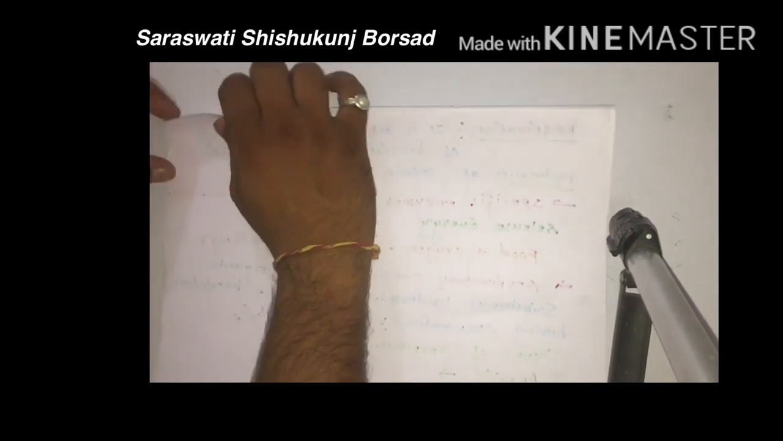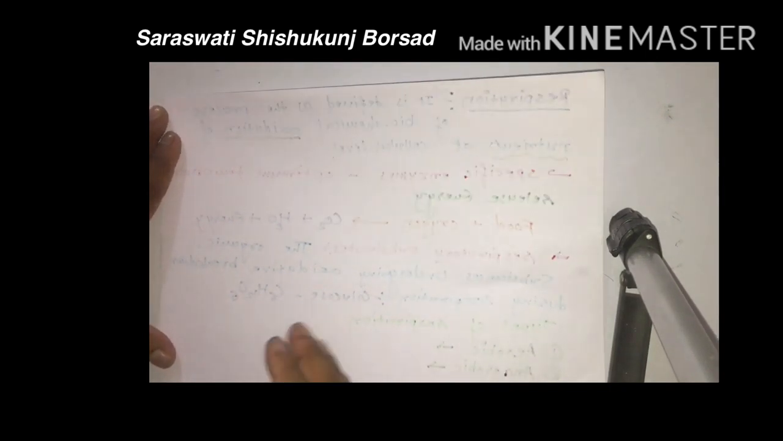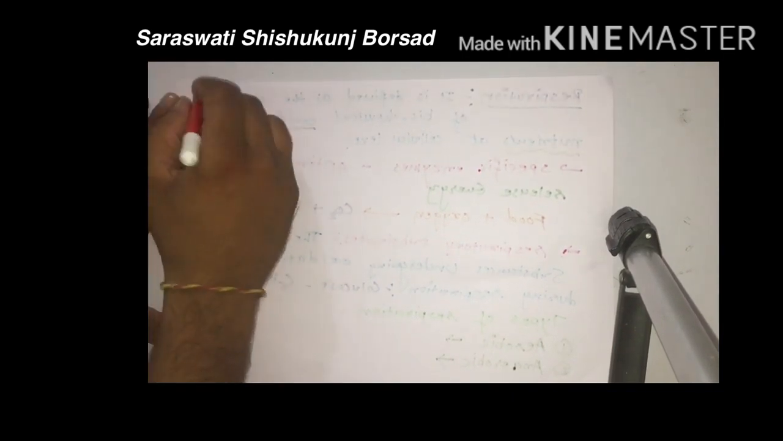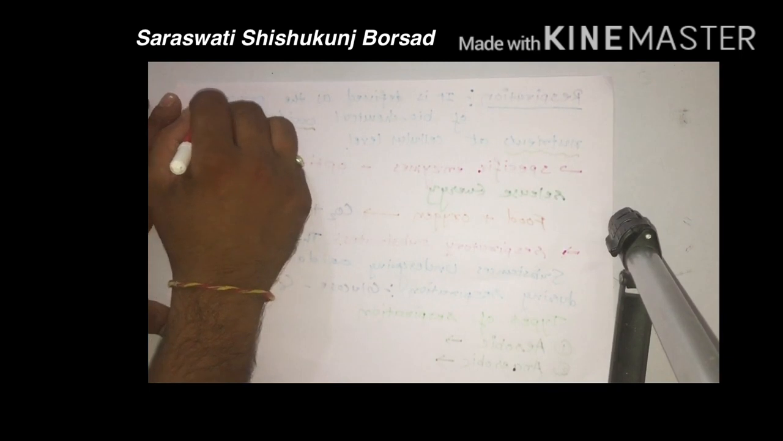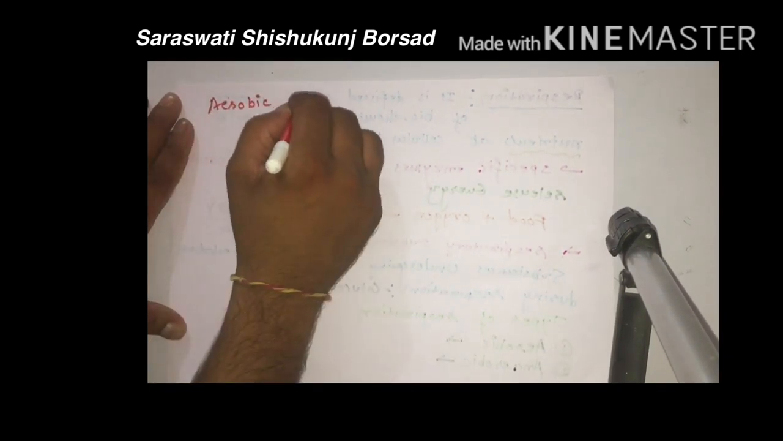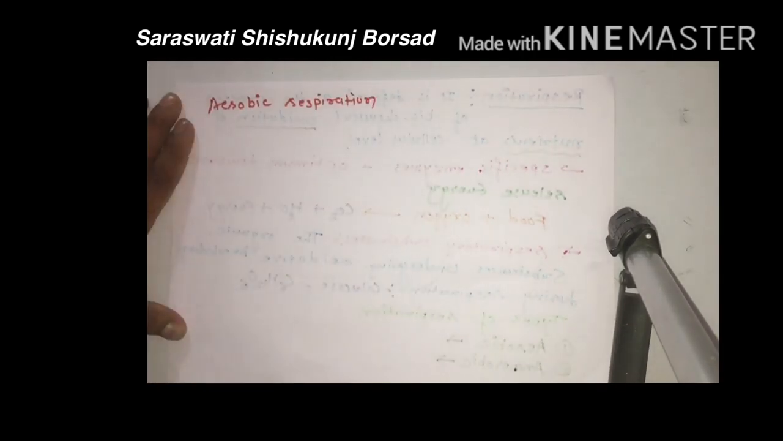Let's start from the first one, that is called aerobic respiration. Here we are trying to understand how the breakdown of glucose is done during aerobic respiration and during anaerobic respiration. So let's start first. The first type, that will be aerobic respiration. Now let's see what happens in aerobic respiration.